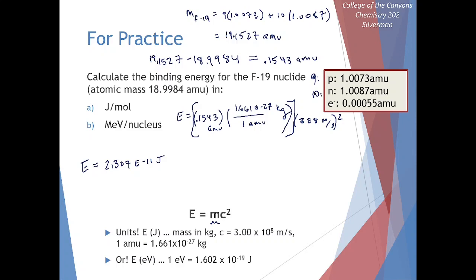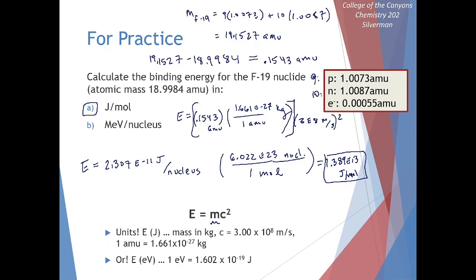For question A, we're looking at joules per mole instead of just joules. So we need to multiply this by Avogadro's number to get joules for every mole. Here's our answer for question A. We have 1.389 times 10 to the 13th joules per mole.